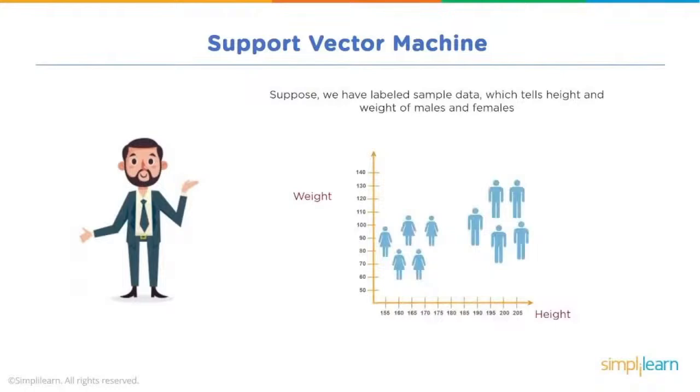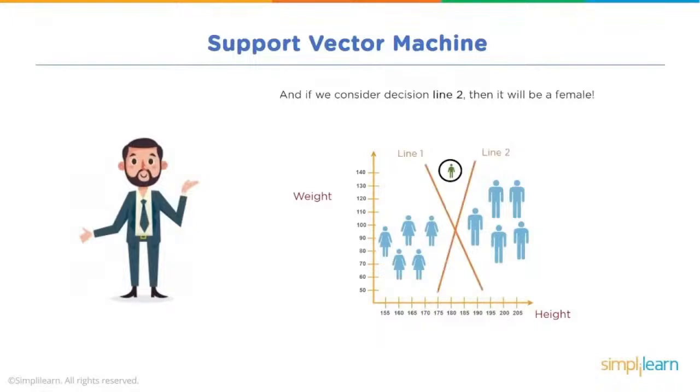Suppose we have a labeled sample data which tells height and weight of males and females. A new data point arrives and we want to know whether it's going to be a male or a female. So we start by drawing a line. We draw decision lines, but if we consider decision line 1, then we will classify the individual as a male. And if we consider decision line 2, then it will be a female. So you can see this person kind of lies in the middle of the two groups, so it's a little confusing trying to figure out which line they should be under. We need to know which line divides the classes correctly, but how?